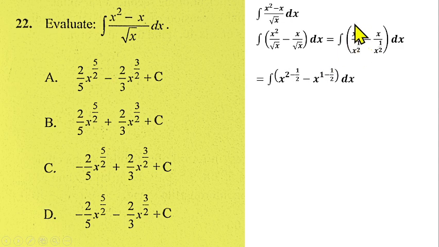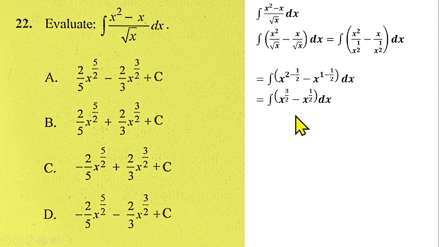Using our law of indices, this will be x raised to power 2 divided by x raised to power half. Since they have the same base, we can subtract the powers. So we have x raised to power 2 minus half, then minus x raised to power 1 minus half as well, dx. Then from there, simplify this. If you find the LCM, you have x raised to power 3 over 2 minus x raised to power 1 minus half, which is half, dx.